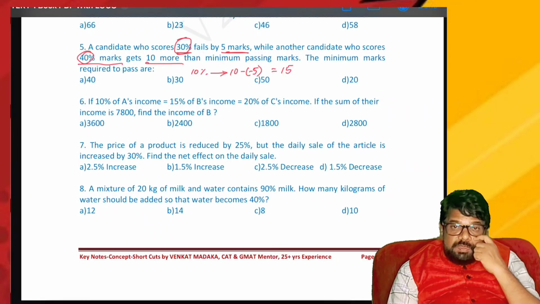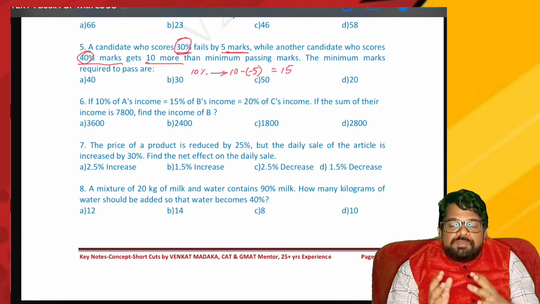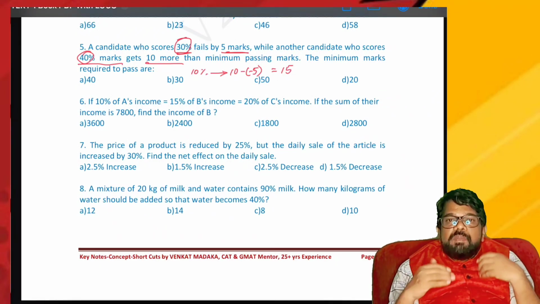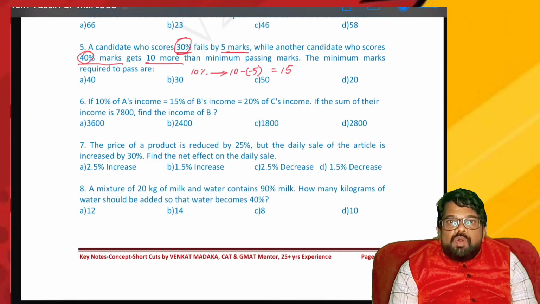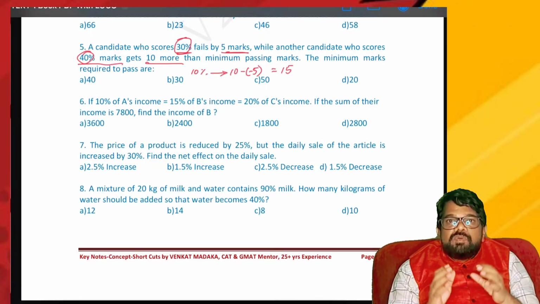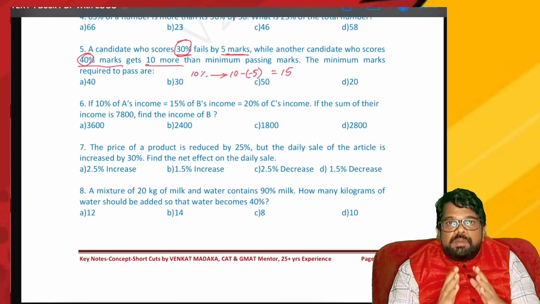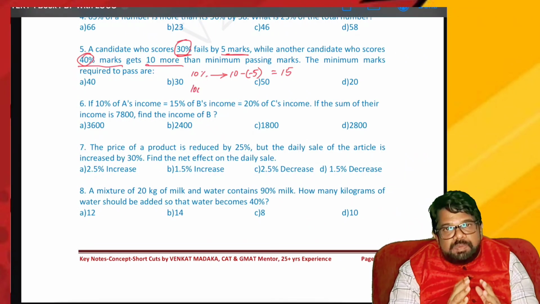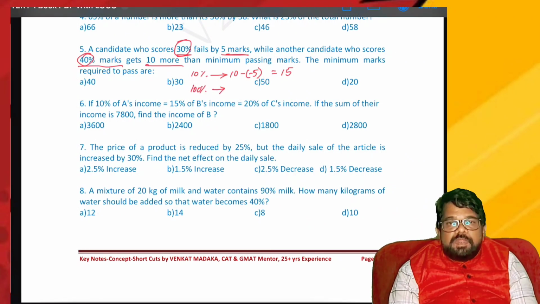10% value is 15. If 10% value is 15, what is the total marks? What is the maximum marks? For how many marks the exam is conducted, you have to calculate 100%. 10% is 15. What about 100%? 150. So the exam is conducted for 150.